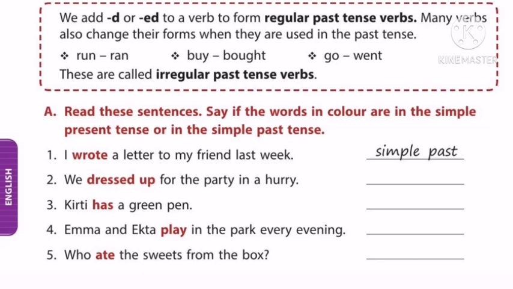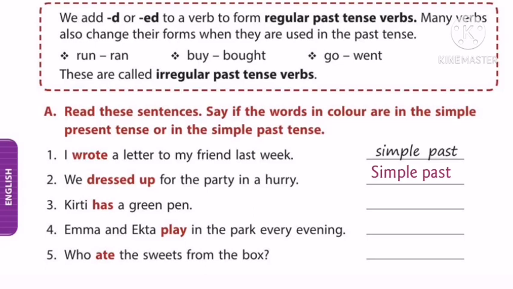See the next sentence. We dressed up for the party in a hurry. Here the word dressed up is in color. In which tense is this word dressed up? Here we can see ed with the verb dressed up. It means the sentence is in simple past. Very good.